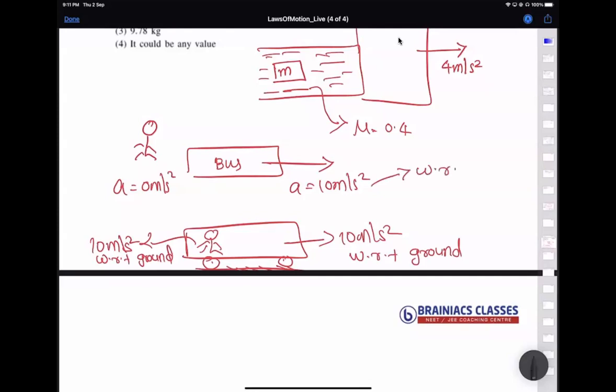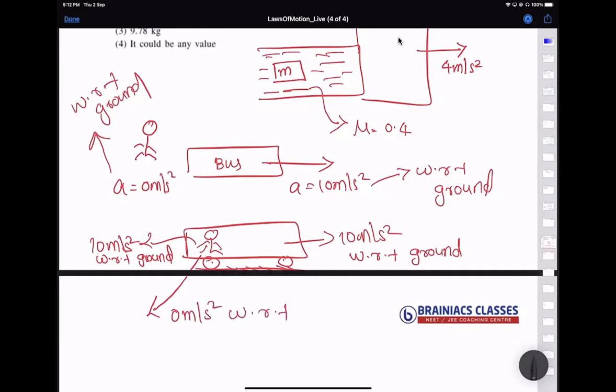This is 10 meter per second square with respect to ground. This is 0 meter per second square with respect to ground. Now I can also give one more piece of information: the man inside the bus is traveling with a speed of 0 meter per second square with respect to the bus.